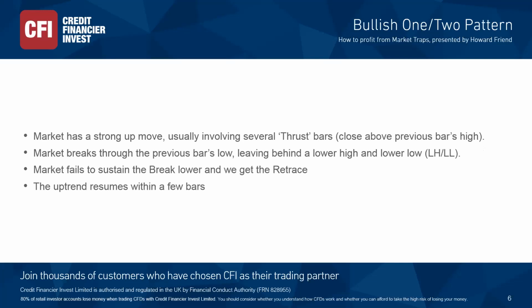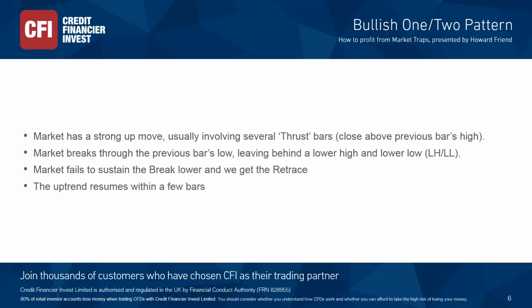So with the 1-2 setup, what we've got here is the bullish setup. It forms when the market has a strong move up, usually involving several thrust bars where the close is above the previous bar's high. And then the market starts to see a bit of a correction. This is defined as the market breaking through the previous bar's low and leaving behind a lower high and a lower low on the chart.